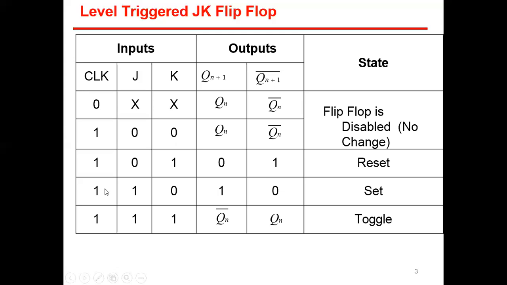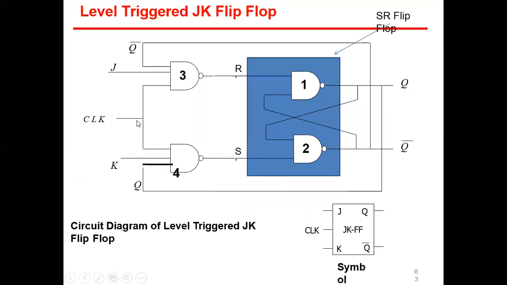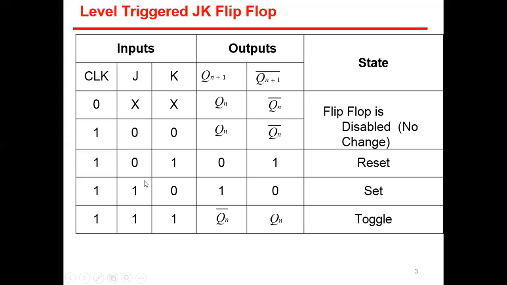Same way 1 1 0. Now once again provide 1 1 0, which means J equal to 1, K equal to 0, in which case we can say the output will be S' equal to 1, R' equal to 0, so Q equal to 1. Whenever both inputs are equal to 1, that may be toggle, and the output will be in toggle form.